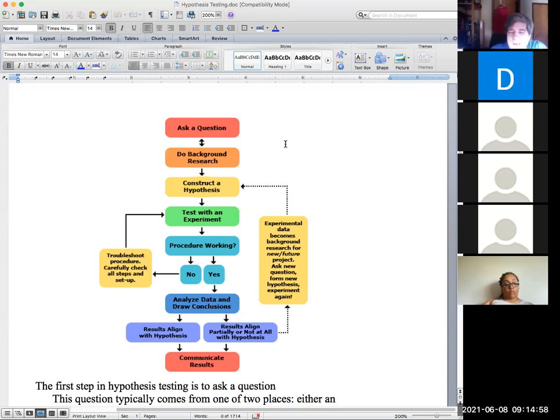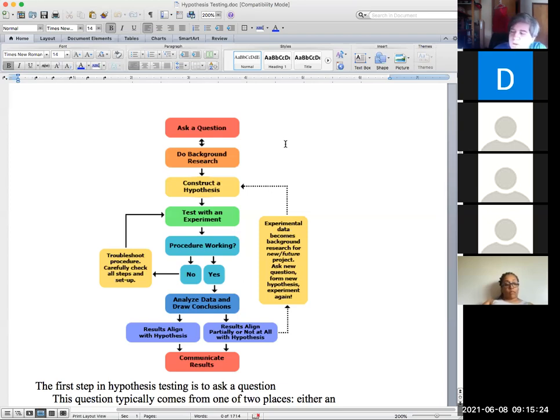Now, for your hypothesis, there's a couple of things that are crucial about this when we're looking at this from a scientific perspective. You could certainly use hypothesis testing in other fields of study. But when you come up with your hypothesis, you have to be able to think of an experiment that will prove that your hypothesis is wrong. Not that it's right.